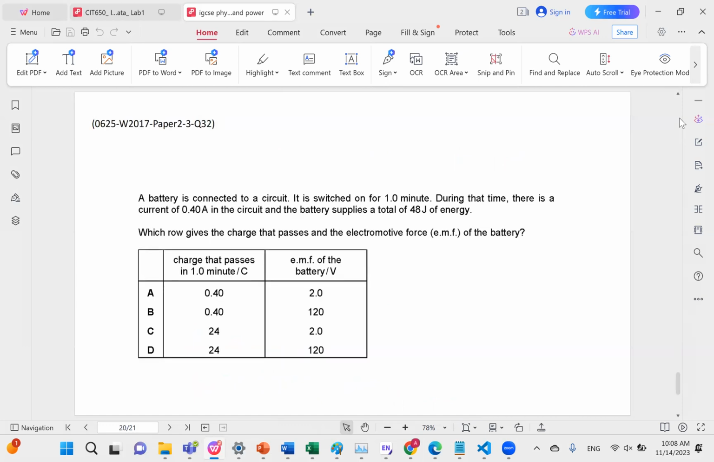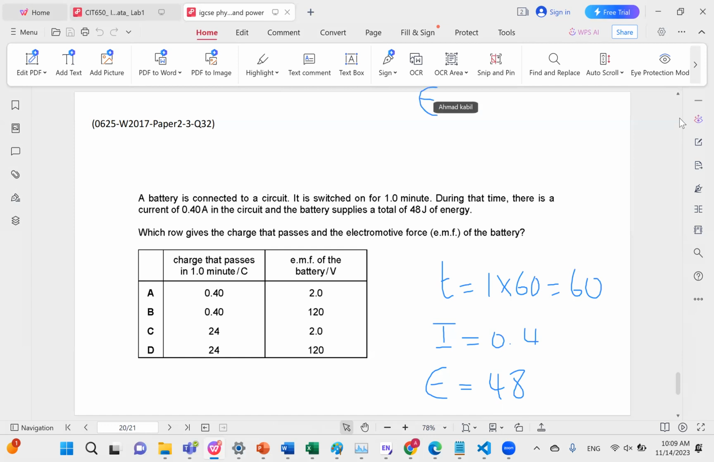A battery is connected to a circuit. It is switched on for 1 minute. During that time, there is a current of 0.4 amperes in the circuit, and the battery supplies a total of 48 joules of energy. They want the charge and the EMF. They want Q and they want V. So let's write down our given variables. The time is 1 minute, so 1 times 60, and that gives us 60. The current is 0.4 amperes, and the total energy is equal to 48 joules.